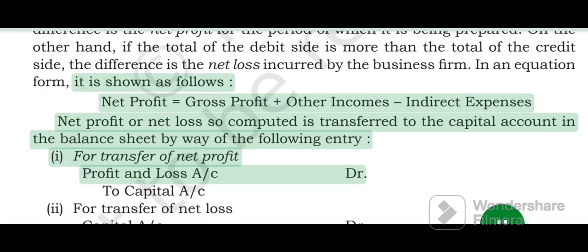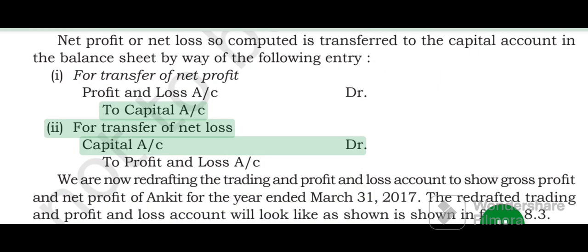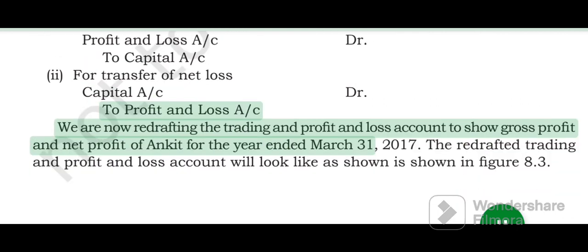In equation form, it is shown as follows: net profit equals gross profit plus other incomes minus indirect expenses. Net profit or net loss so computed is transferred to the capital account in the balance sheet by way of the following entry. For transfer of net profit: Profit and Loss A/c Dr. To Capital A/c. For transfer of net loss: Capital A/c Dr. To Profit and Loss A/c.